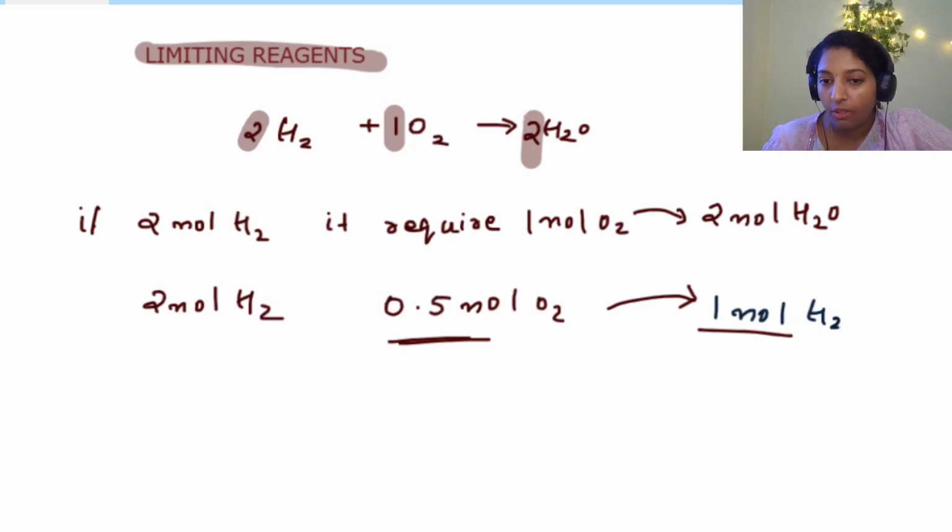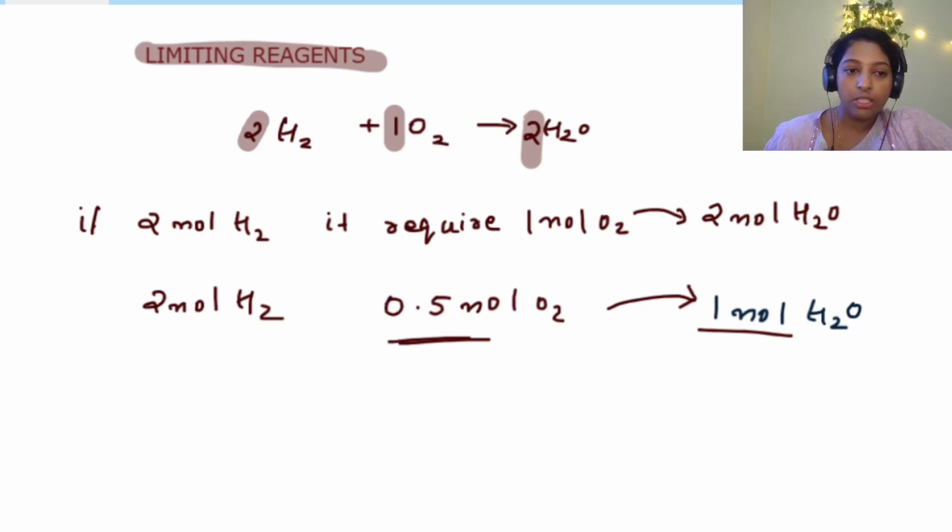After forming 1 mole of water, the oxygen is completely used up. There is no further oxygen to continue the reaction, so the reaction will stop at that time. When 1 mole of water is formed, the reaction is done. That is why you can say oxygen is the limiting reagent in this case. Oxygen limits the amount of water formed, at the point of 1 mole of water. That's the concept of limiting reagent.